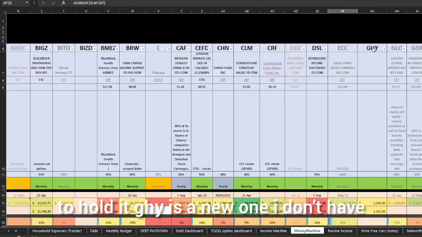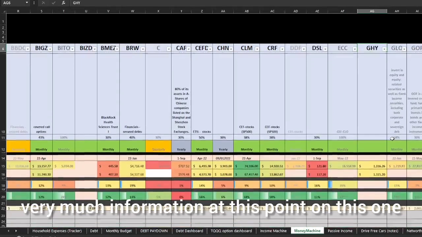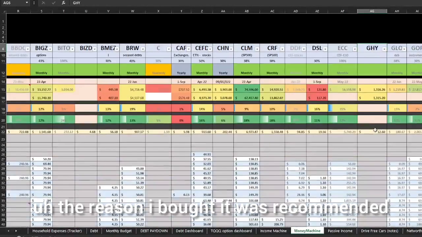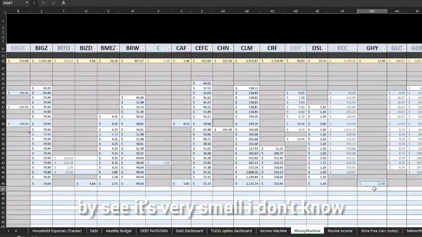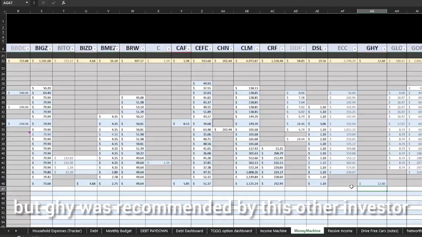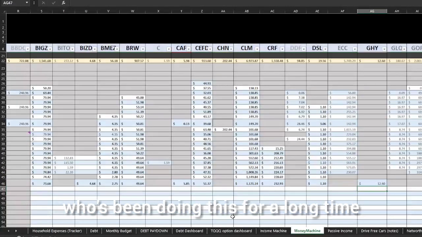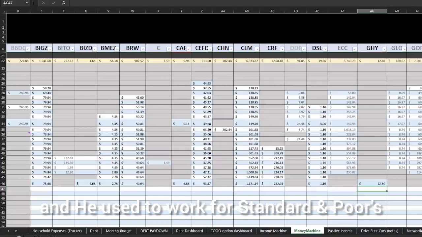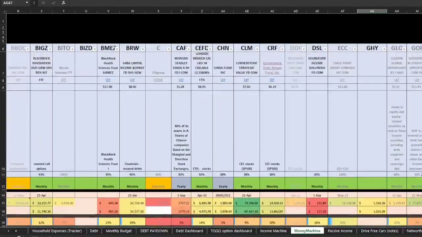GHY is a new one. I don't have very much information at this point on this one. The reason I bought it was it was recommended by, see it's very small, I'm making $12. I don't know if it's monthly, but GHY was recommended by this other investor who's been doing this for a long time, and he used to work for Standard & Poor's, so I picked that up.